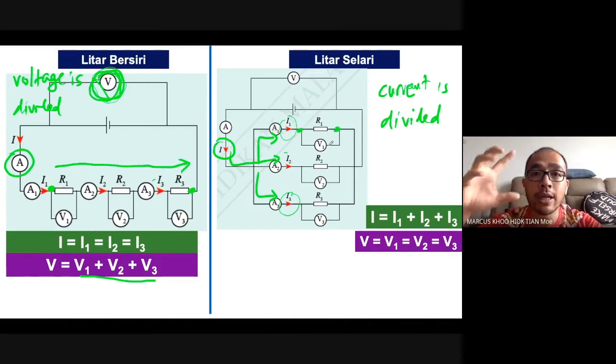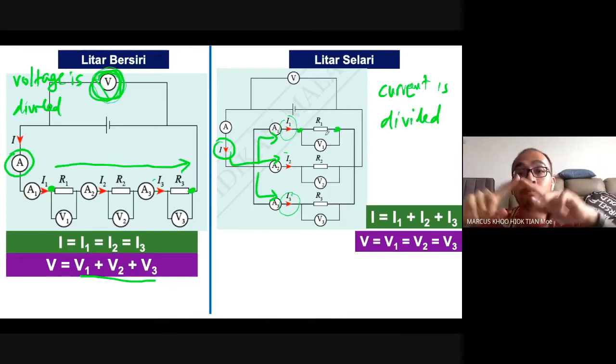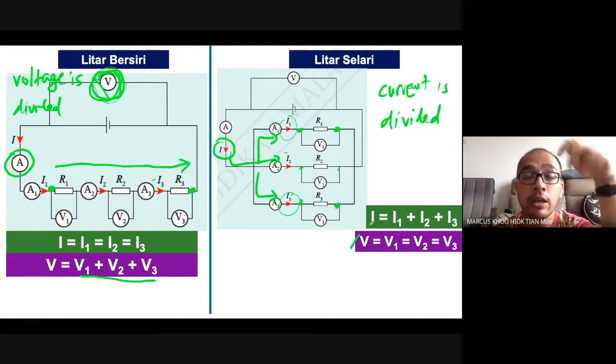Remember, our voltage is how much energy you need to travel between 2 points. And since R1, R2, and R3, the 2 points are about the same length, so the voltage will be the same. And this is the first and most important thing that is the difference between series and parallel circuit. In a series circuit, the voltage is divided. In the parallel circuit, the current is divided. Dia adalah terbalik.